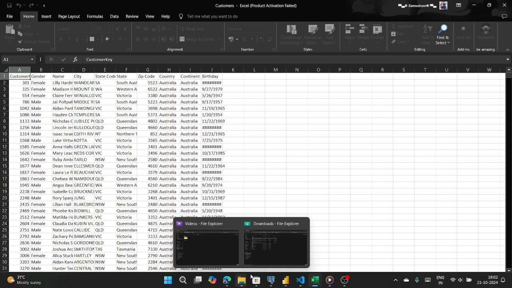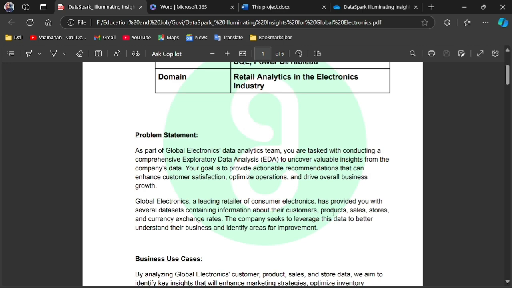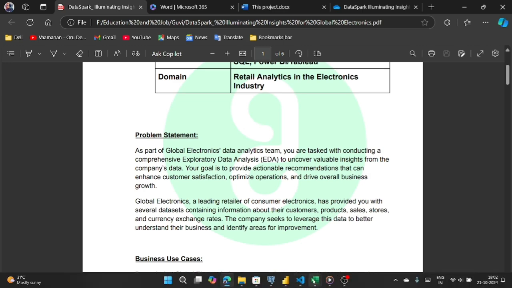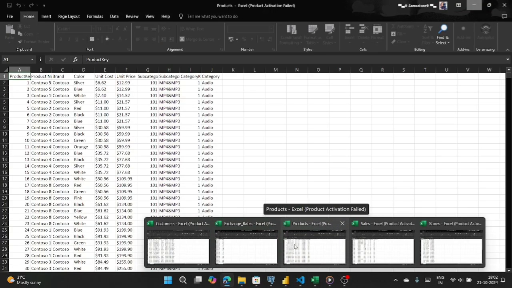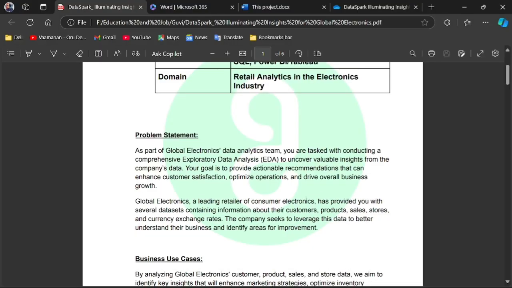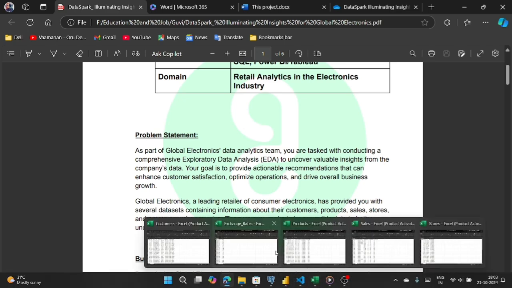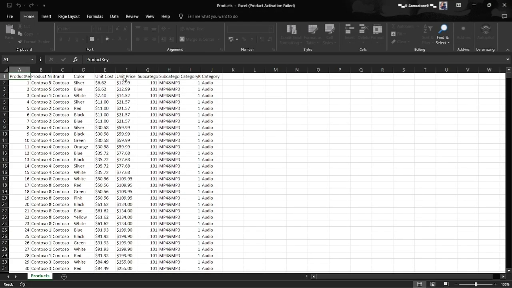Then product details. Product details means what the store has: the product brand name, color, and its manufacturer cost. Manufacturer means where they get the product before arrival to the store. This is the unit price, you can see unit price, right? Unit price is what they sell at in the store. And the subcategory means if a product has the name Contoso, its subcategory is MP4, MP3, like that.